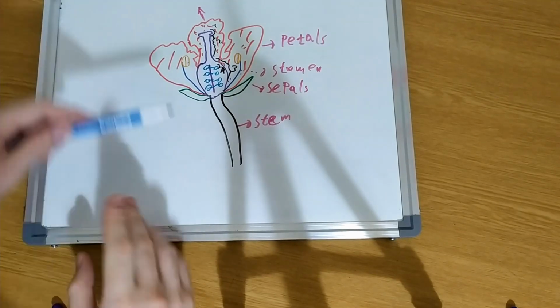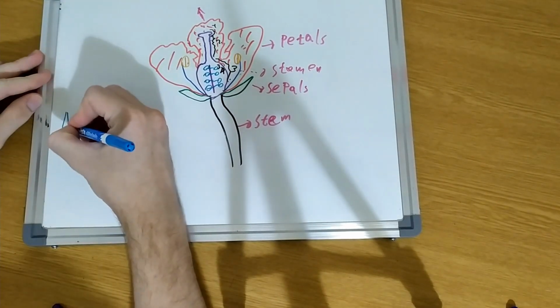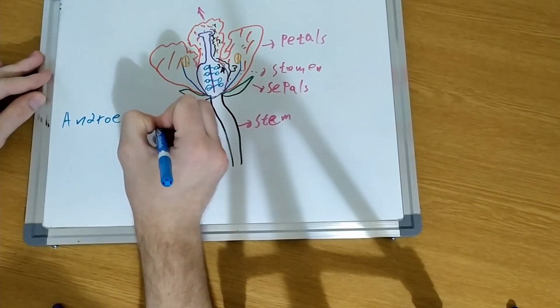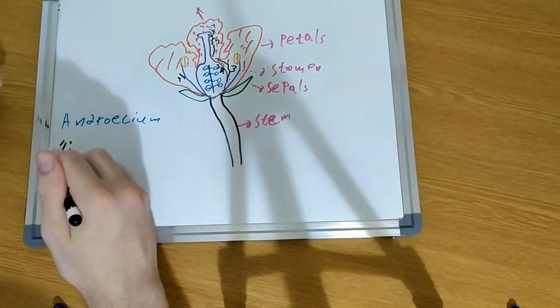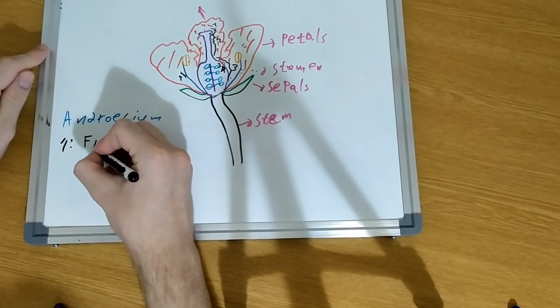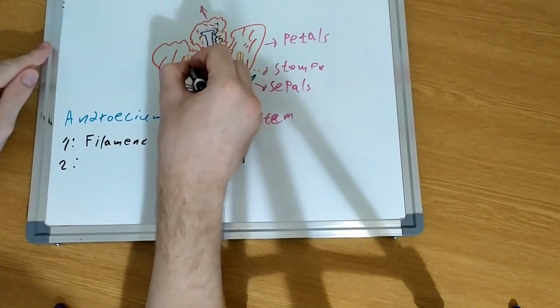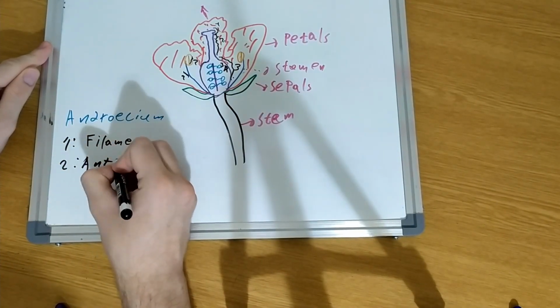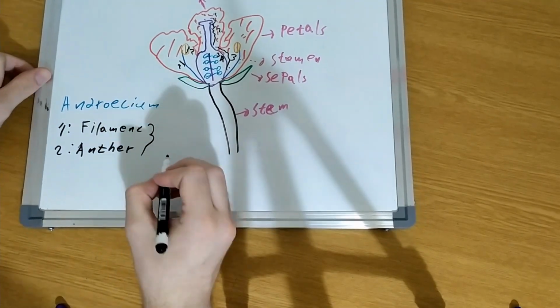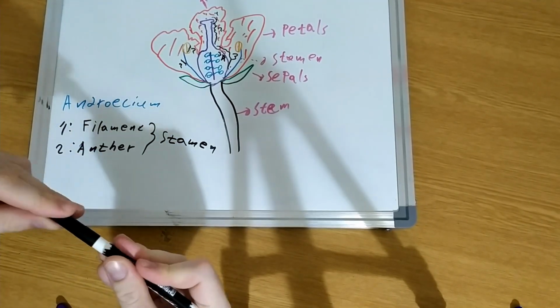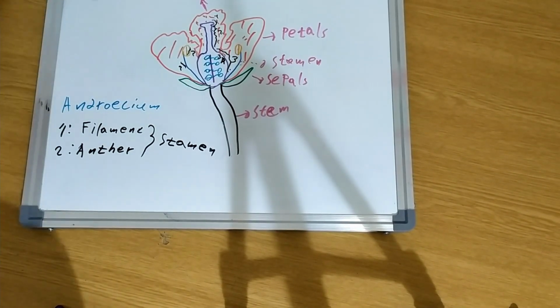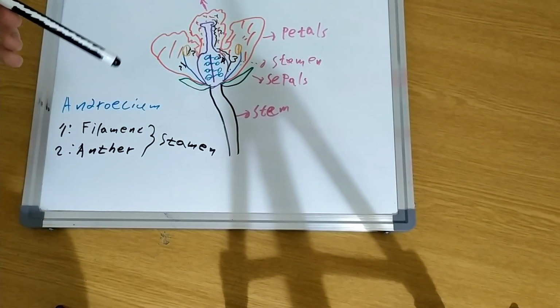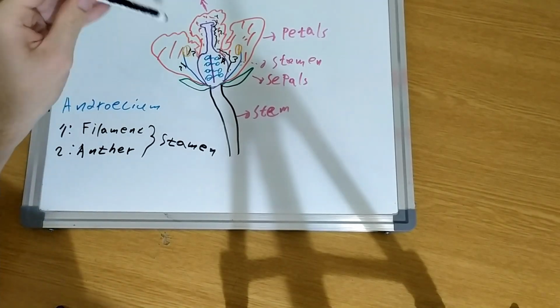Now let's move on to the male part of the flower, which is called the andrecium. The andrecium consists of two different parts. One is the filament, and the other one is the anther. Those two together make up the stamen. Now the anther has the pollen inside it, and when the anther is mature, it splits open and the pollen is released. The filament is connecting the anther to the rest of the plant to get all the nutrients it needs.